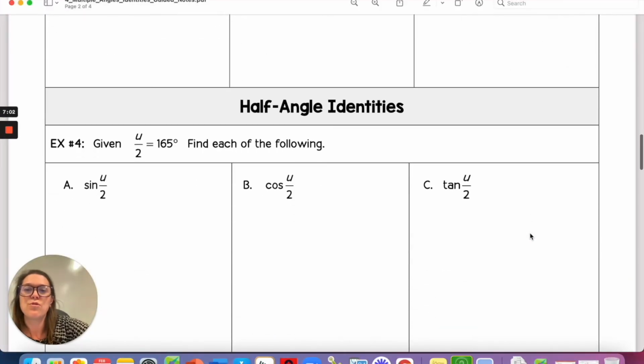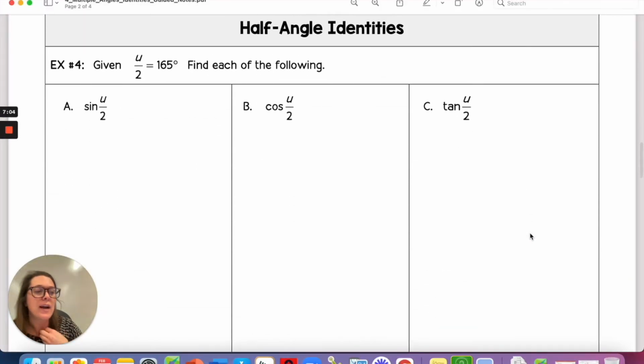Not too shabby. Okay, so now let's use some of our half angle identities. Given that u divided by 2 is equal to 165, find the following. Well, let's just keep this in mind. If u divided by 2 is equal to 165, then u itself should be equal to 330 degrees, right? Because I can double both sides.